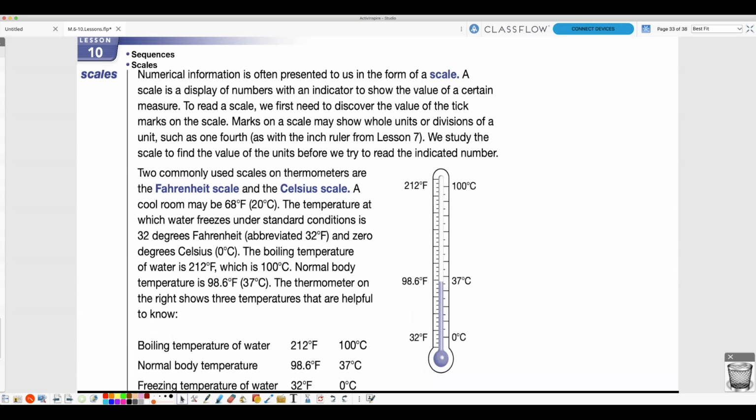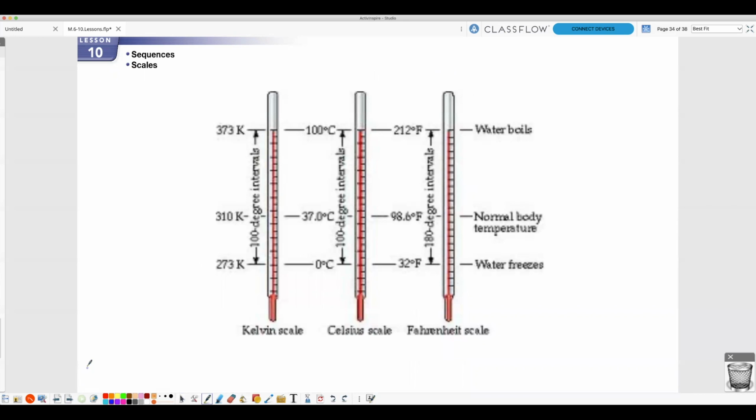You've got the boiling temperature of water at 212 degrees or 100 degrees Celsius. The normal body temperature is 98.6 or 37 degrees Celsius, and the freezing temperature of water is 32 degrees Fahrenheit and 0 degrees Celsius. So here it is again.